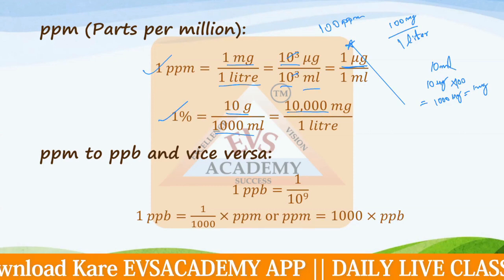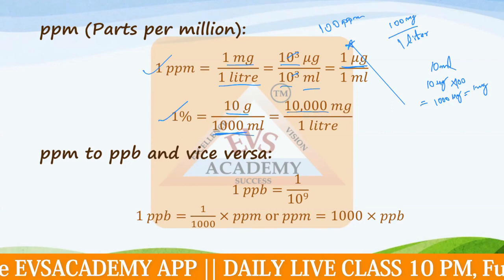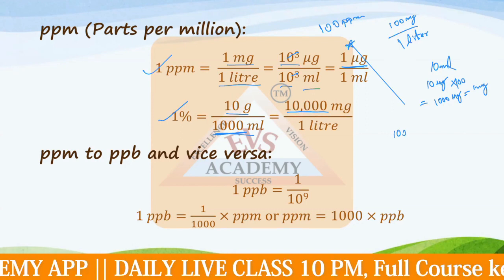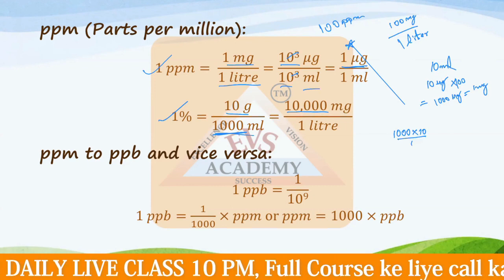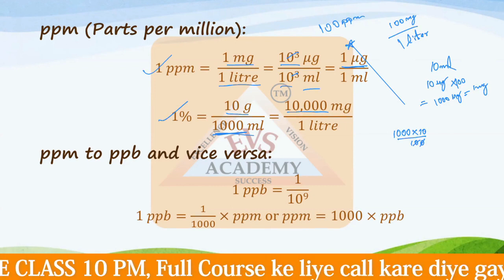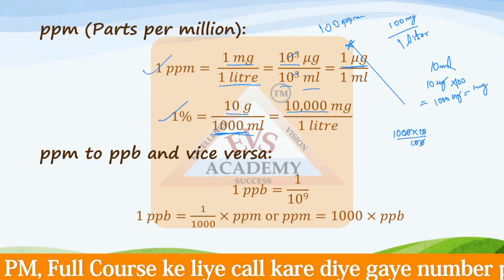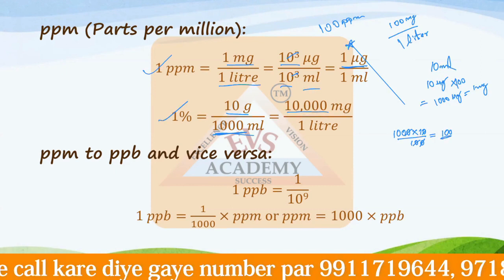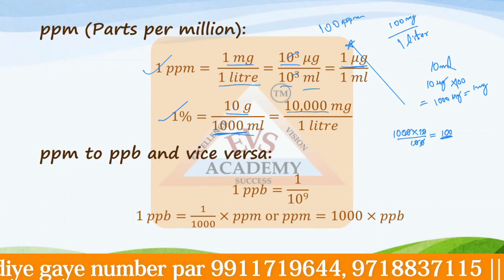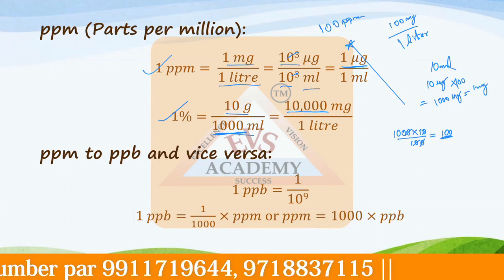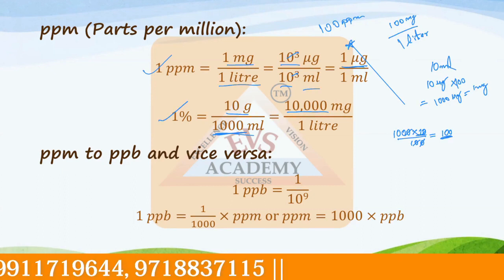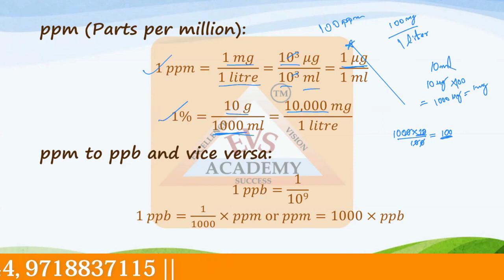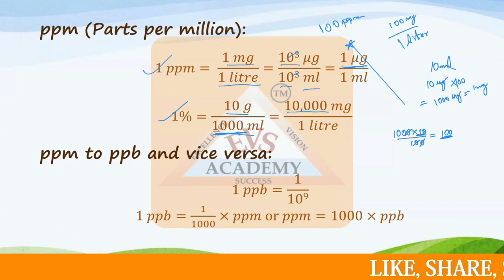If you are creating a 1% solution, that is 10 gram in 1000 ml. How is it calculated? Simply calculate 10% of 1000, so 1000 multiplied by 10 divided by 100. Percent means per 100. In per 100, you have to add only 10 gram, and you will create a 1% solution. So that is how it is calculated.